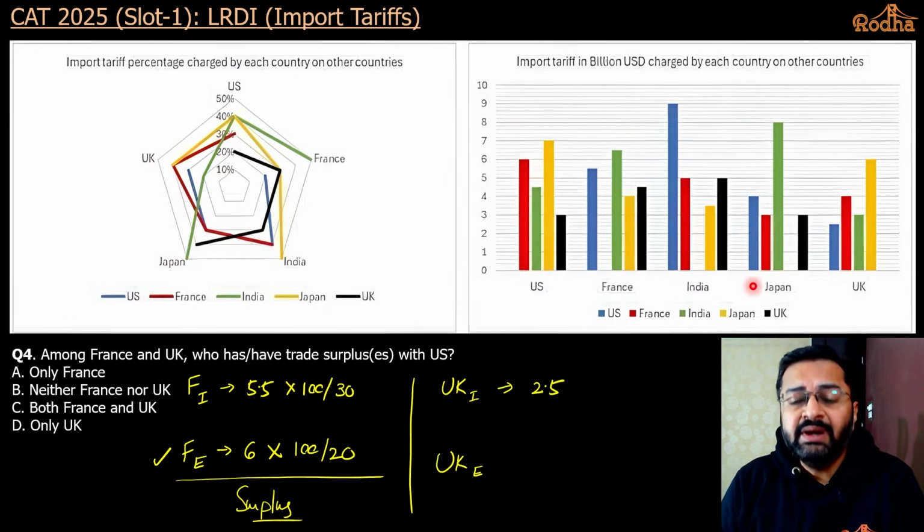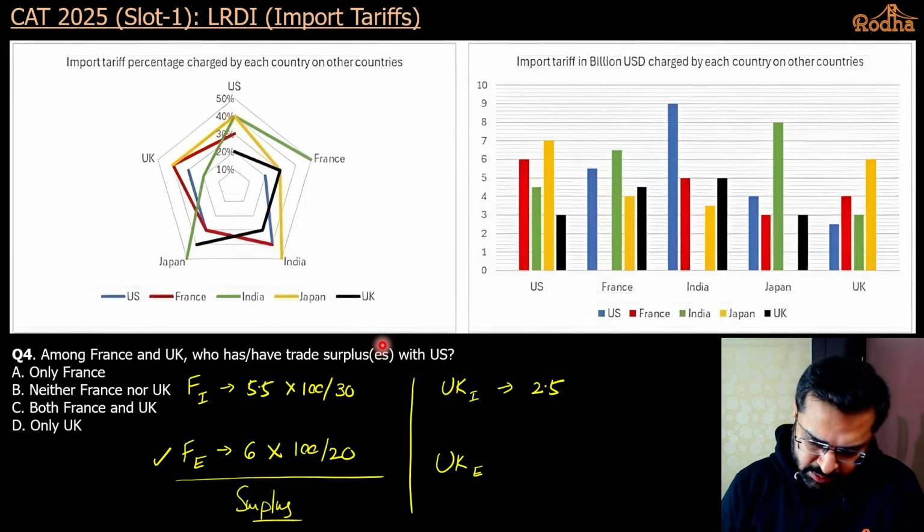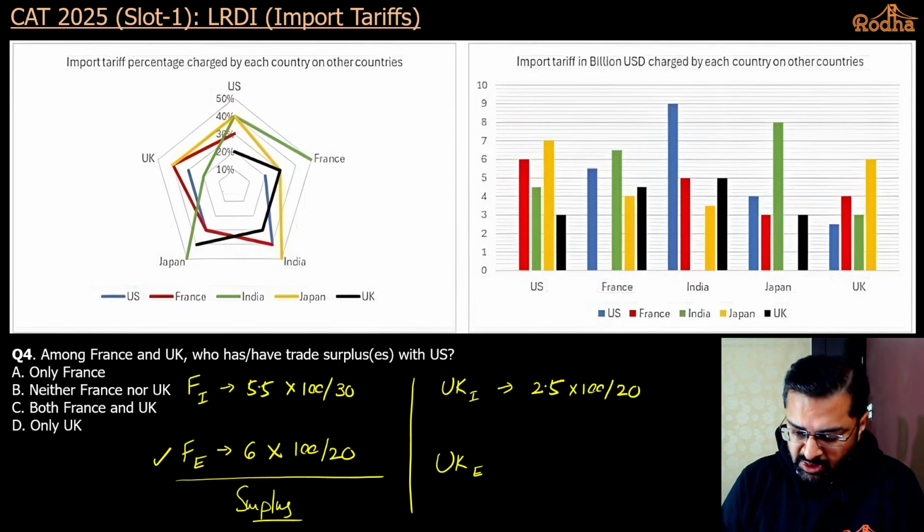Now look at the rate of tariff levied by UK on US goods. So UK is this, where is it? This black one, and US goods is this. How much is this? You can see this point exactly. This is clearly 20%. So into 100, 20, right? And let's come to this part.